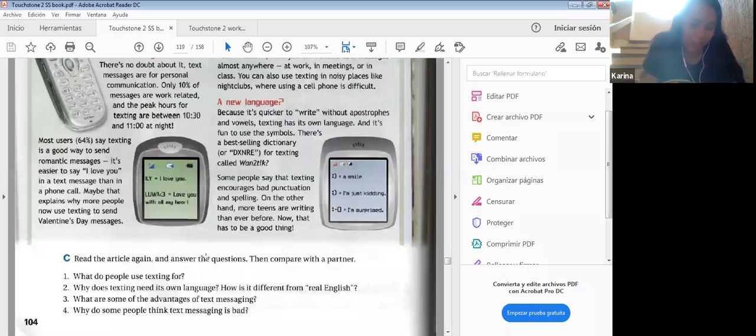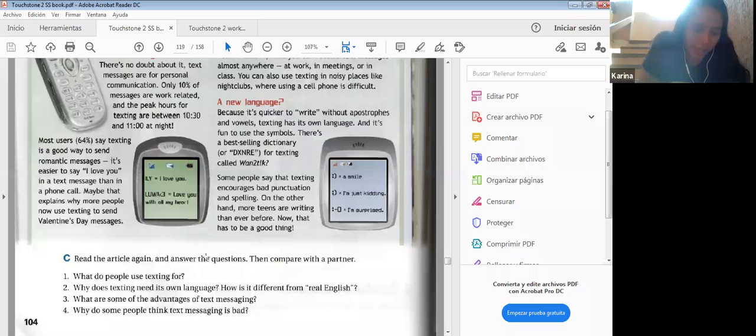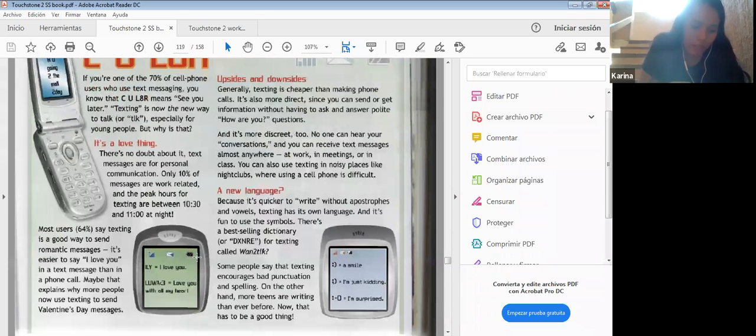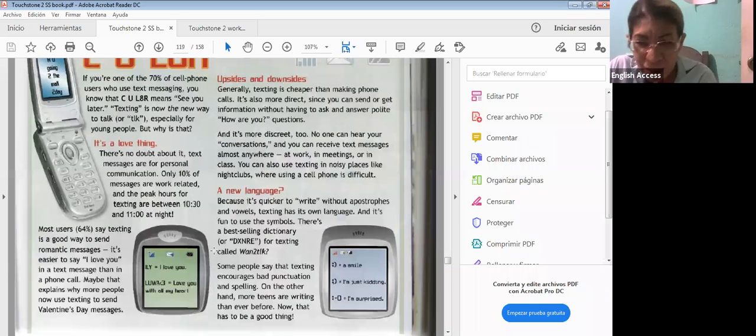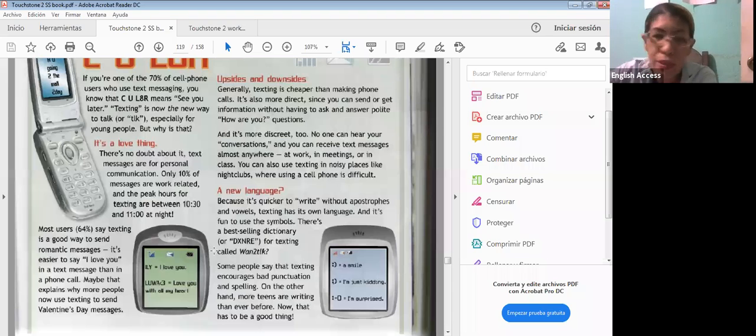Okay. The reason, the reason why. Why do people use texting? What's the reason why, according to the article? It's more personal, or it's for personal communication. Yes, it's more personal. What else? This way of communication has the most users. Yes, it has the most users, okay?